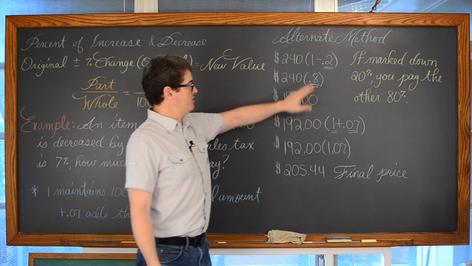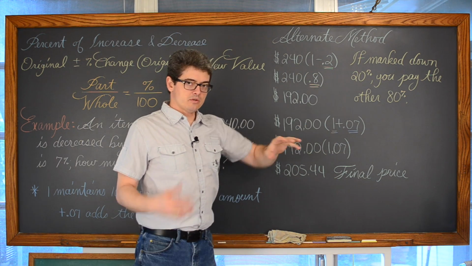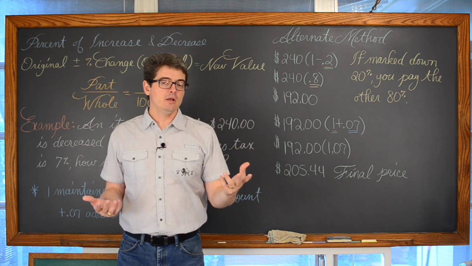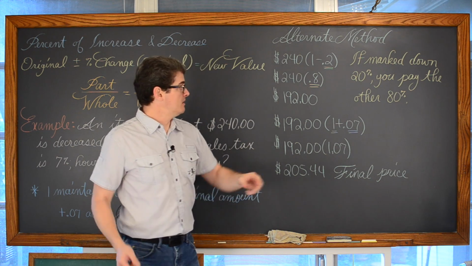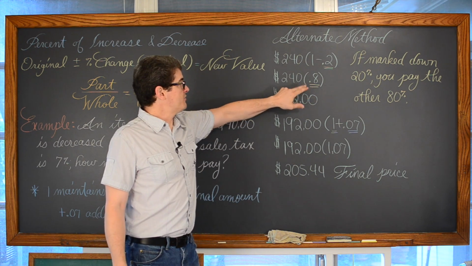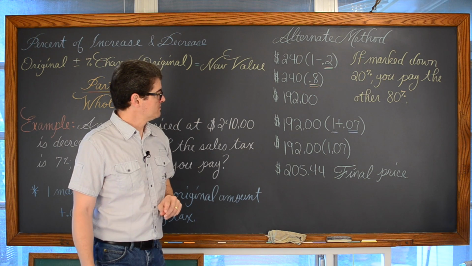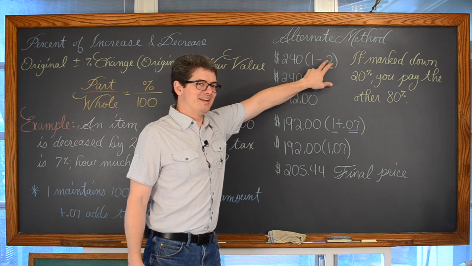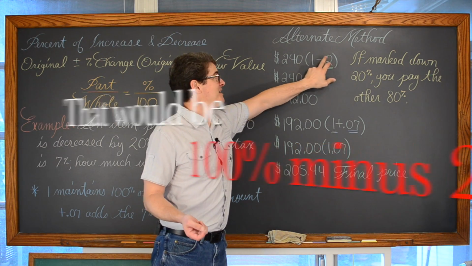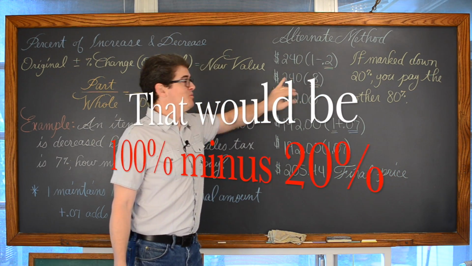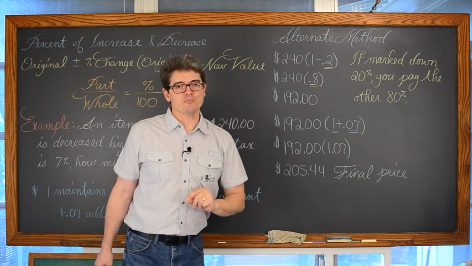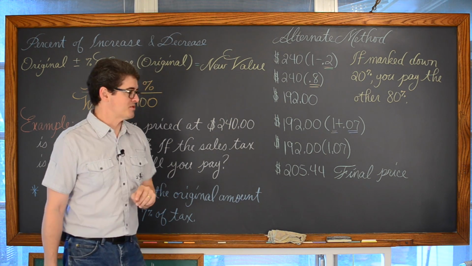So you can just simply do 1 minus 0.2, you could do 100 minus 20% as well, and go, well, that's 80% I'm paying. Change that to a decimal and multiply by 240. 100% minus 20% is 80%. You multiply that by the 240, the original price, and what is left is what you're paying, which is $192.